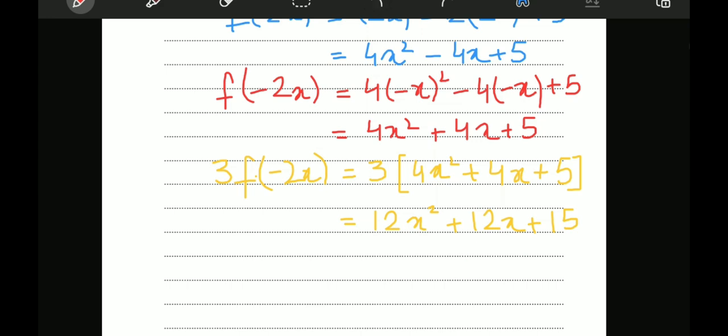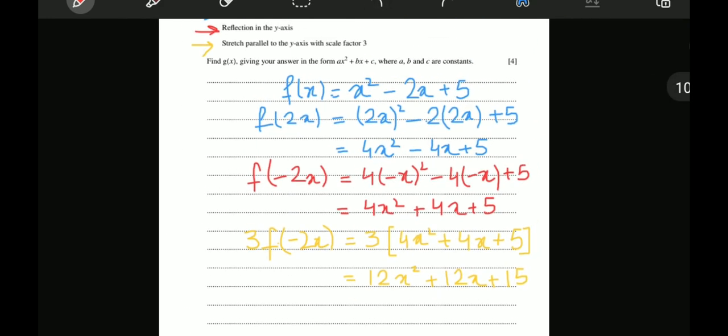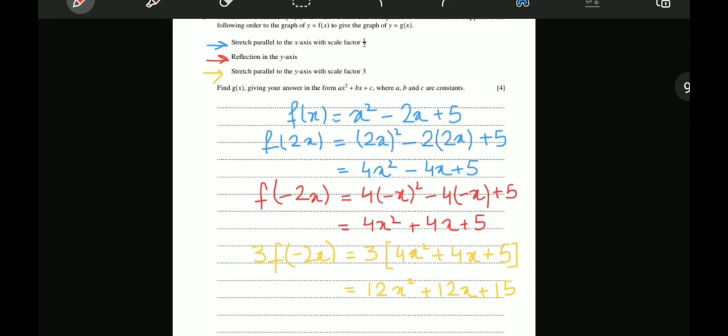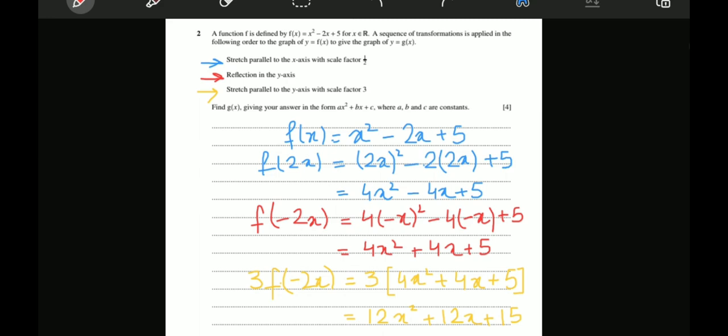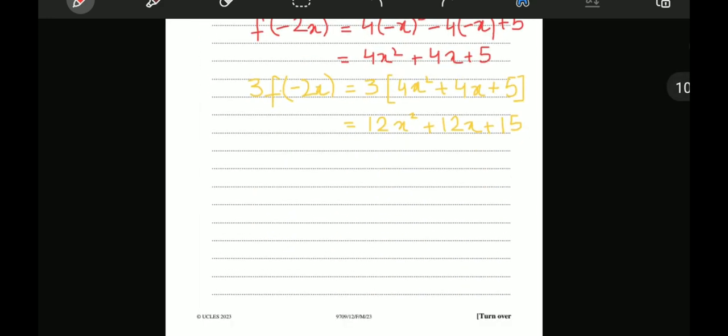It is better to do it like this stepwise. Obviously this is a 4-mark question, so you have to do it this way, so everything needs to be very clear. Okay, done. Let's move on to the next question.